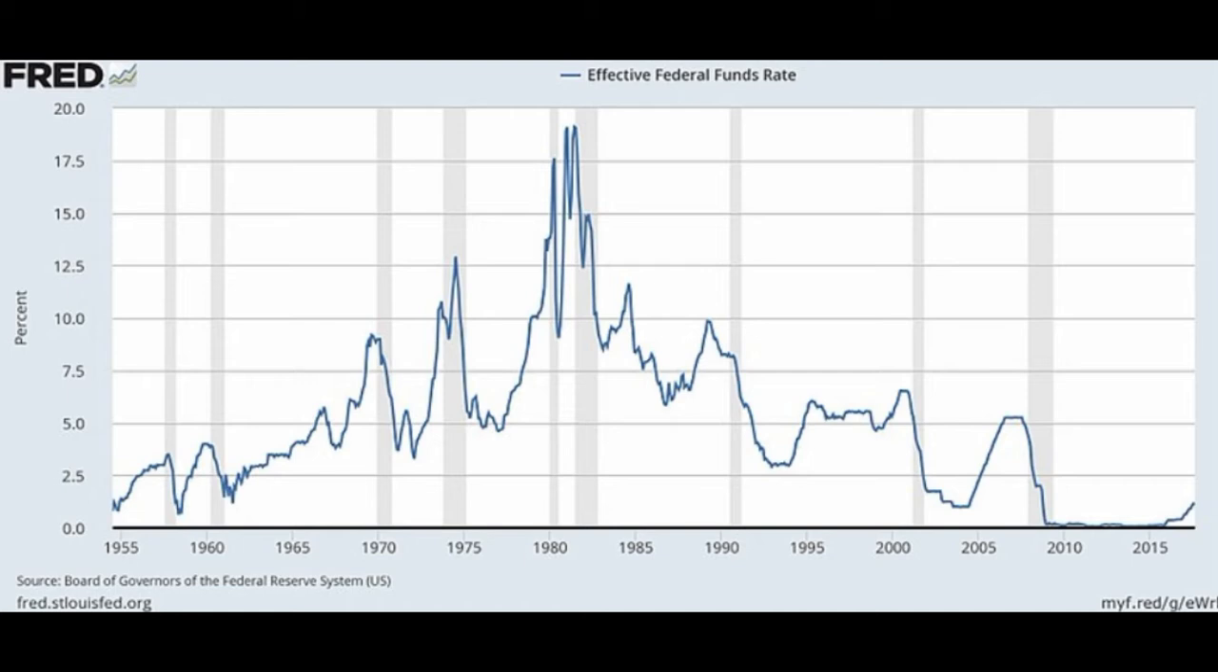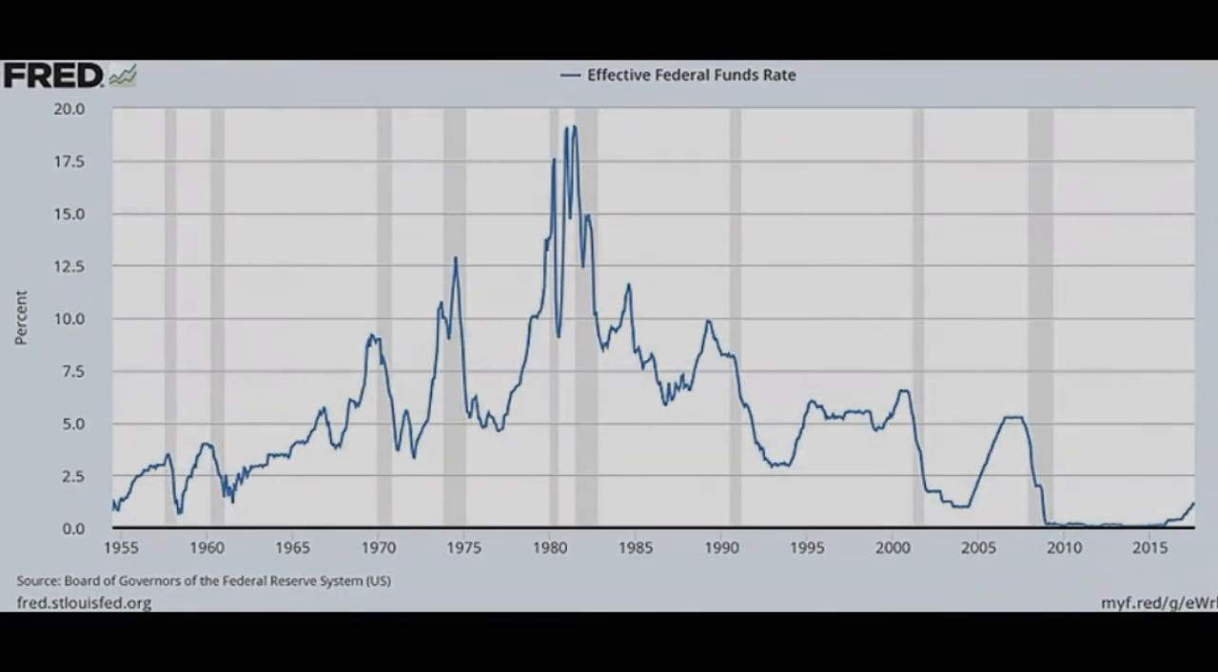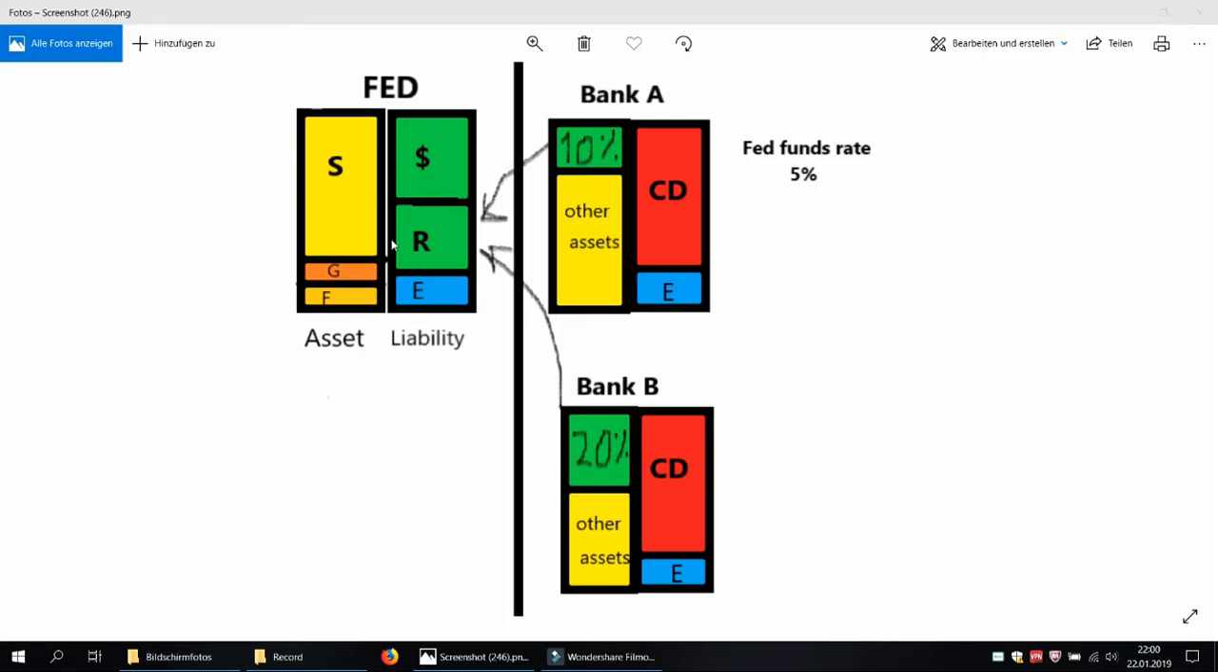like properties or stocks. The Fed funds rate is the interest rate banks are charging each other for lending money overnight. Banks have to hold a certain percent of the depositors' money in reserves in case the depositors demand their money back. First, I'm going to explain the Fed funds rate before the GFC with the help of a little drawing here. On the left side, we have the balance sheet of the Federal Reserve, and on the right side, we have the balance sheets of two banks, Bank A and Bank B.